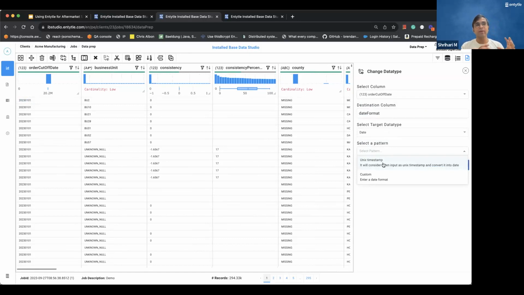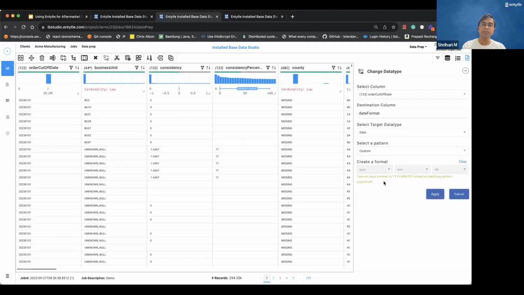Generally what happens is when people take a dump from their systems, they get data in the form of a Unix timestamp. You can convert a Unix timestamp into a YYYY-MM-DD date format. And if it's not a Unix timestamp, you can specify your own pattern. In this case, you have YYYY, and then you have month, and then you have day, right?